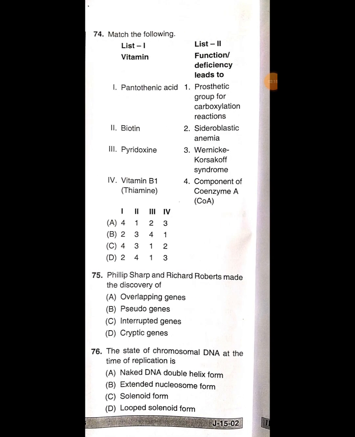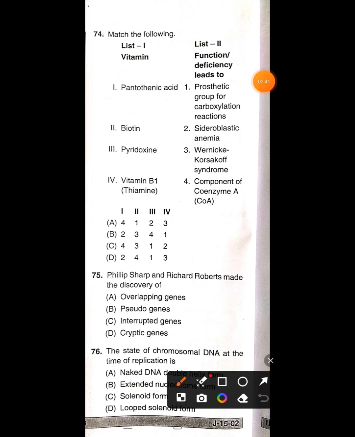Here also you have to match list 1 with list 2. So list 1 consists of vitamins. List 2 consists of their deficiency: pantothenic acid, biotin, pyridoxine, vitamin B1. Okay. Let's see the correct option first.